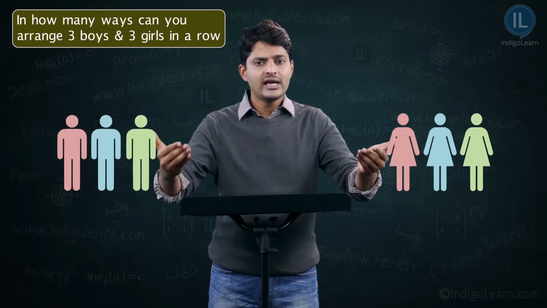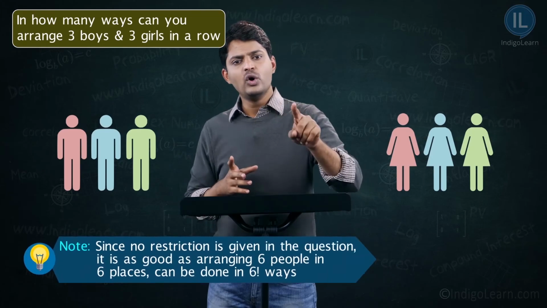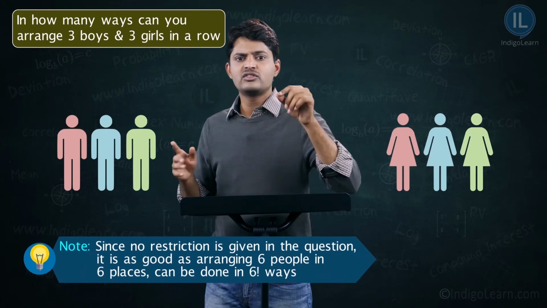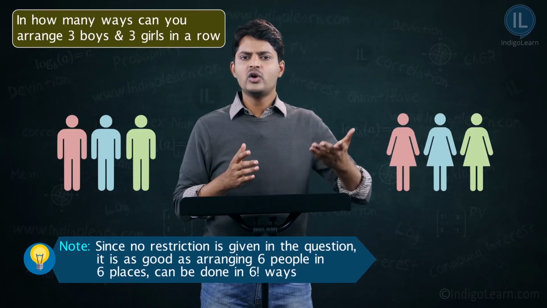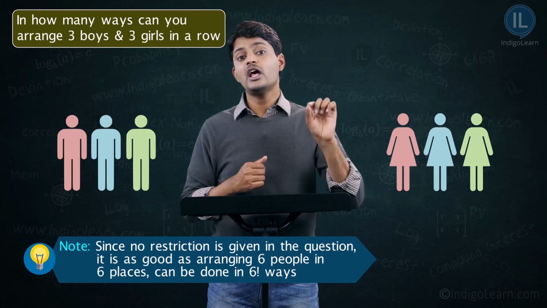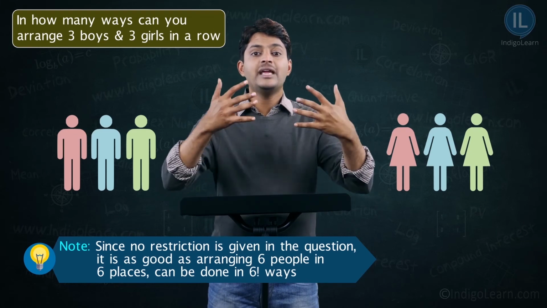Effectively it is as good as asking to arrange 6 people in a row. You already know how many ways you can arrange 6 people in a row, which is 6 factorial. Or in other words, if you want to arrange n people in a row, the formula is n factorial, assuming there are no conditions. Now let me make this problem interesting.